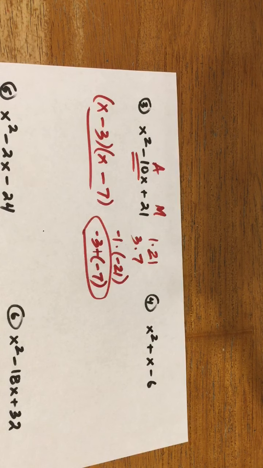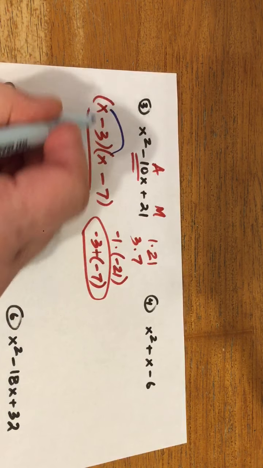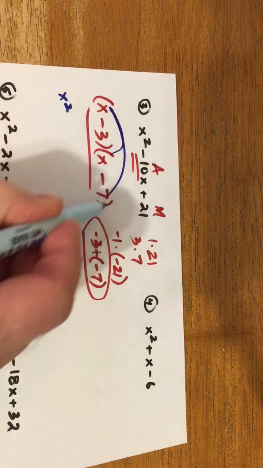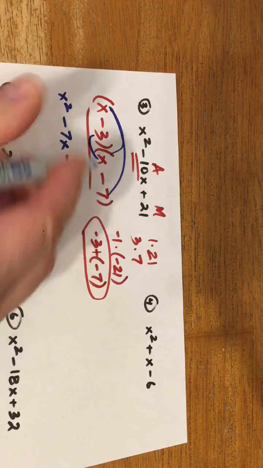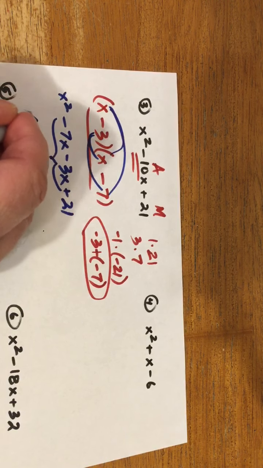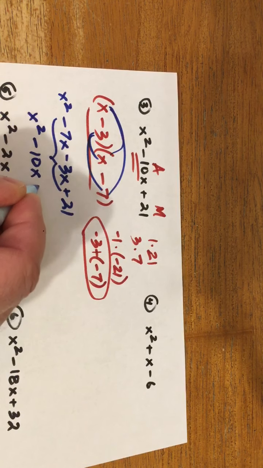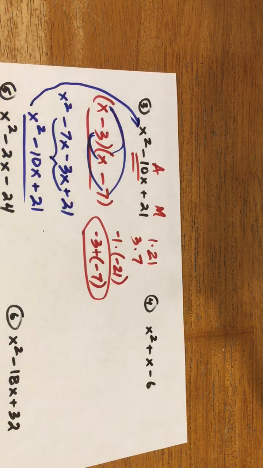Now, how can you check a problem like this? You could check this problem by just multiplying it out. And often teachers don't have enough time to go through this in class, but I'm going to briefly do this. If we multiply here, x times x, x squared, x times negative 7, minus 7x, negative 3 times x, minus 3x, negative 3 times negative 7, plus 21. Let's combine the like terms together. x squared minus 10x plus 21. And notice the answer that I got is exactly the same as the original problem. And this is a good way to check and make sure that you're doing your problems correctly.